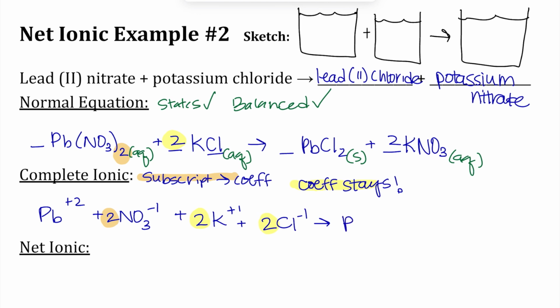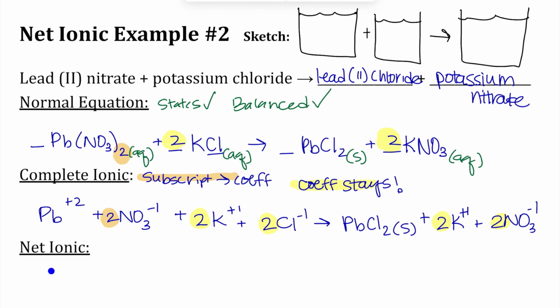Looking at our next side, our lead chloride, PbCl2, is going to be a solid. And then we last have our 2KNO3, which is aqueous. Our coefficient of 2 is going to distribute, so we are going to need 2 K+ and 2 NO3- for that complete ionic equation.